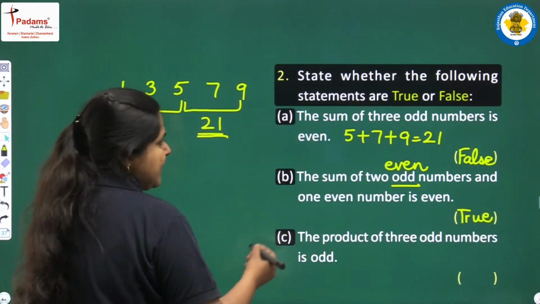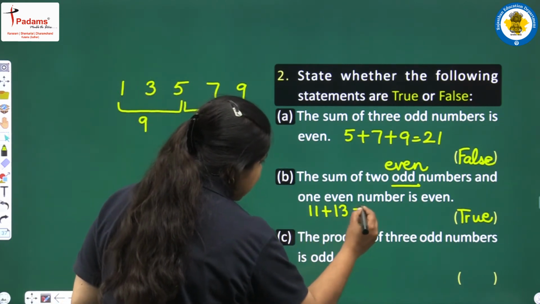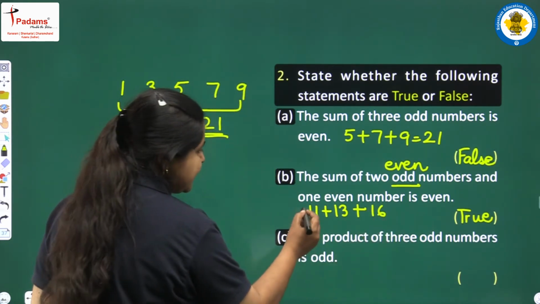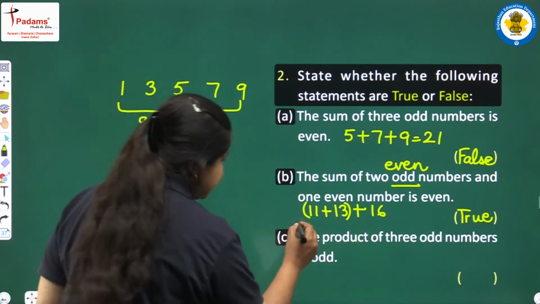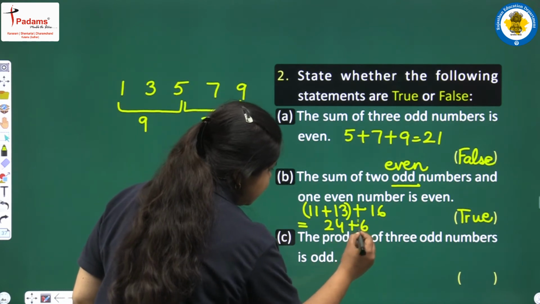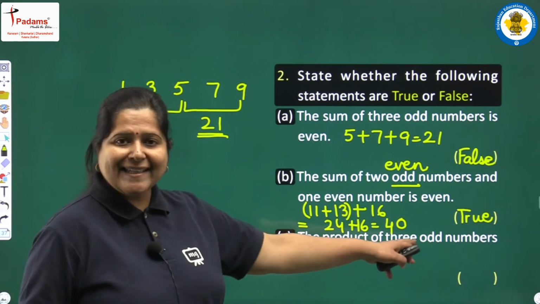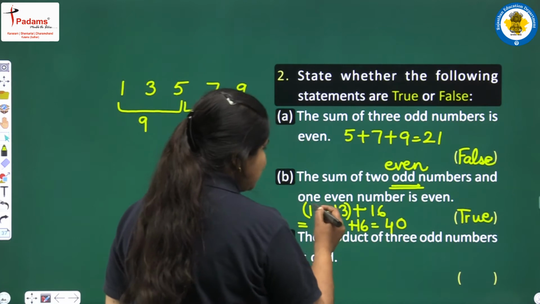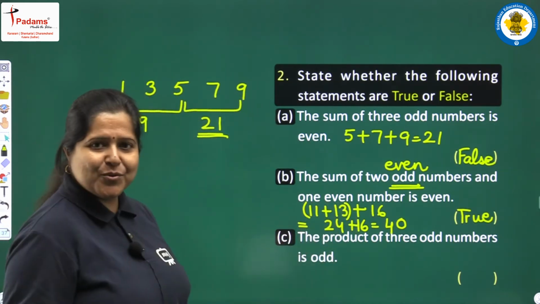You can give any example also. If you add 11 and 13 and take up another number, let us take it to be 16. So these two are the odd numbers and this one is an even number. If we add these two, it will be 24 and plus 16, it's 40, which is an even number. So yes, the sum of two odd numbers and one even number is even. That's true. So we have written true.